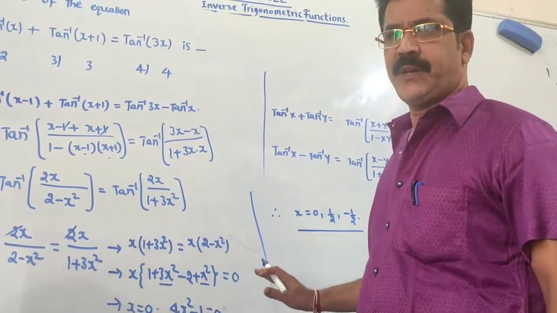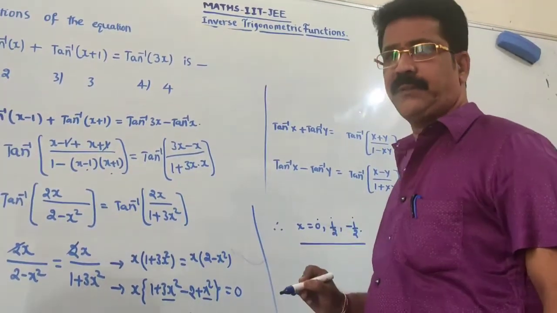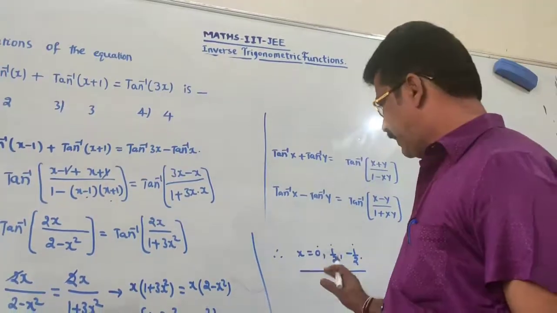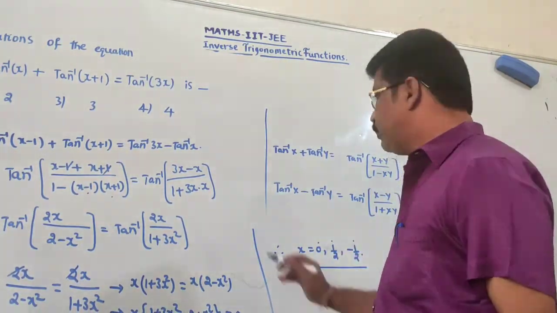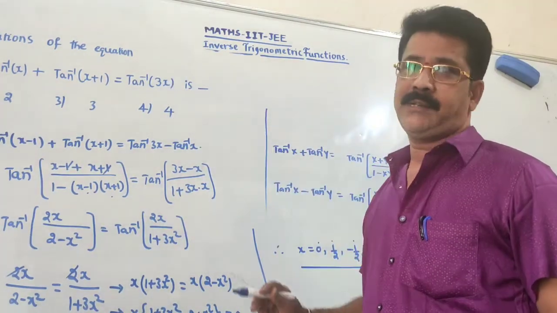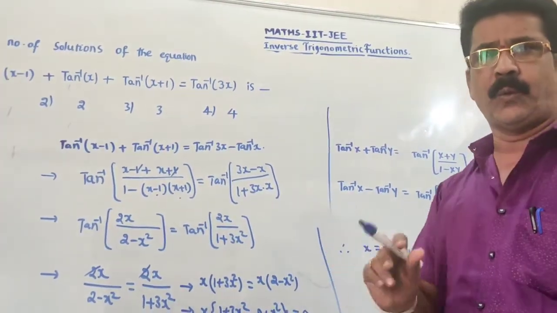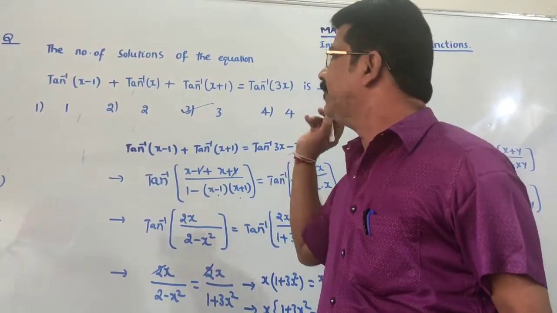In the examination hall, once again, we have to verify all the given values. Sometimes some values will not satisfy the given equation. But here, x equal to 0 is satisfied, x equal to 1 by 2 is satisfied, and x equal to minus 1 by 2 is also satisfied. You can verify this at your home. Therefore, the number of solutions is 3.